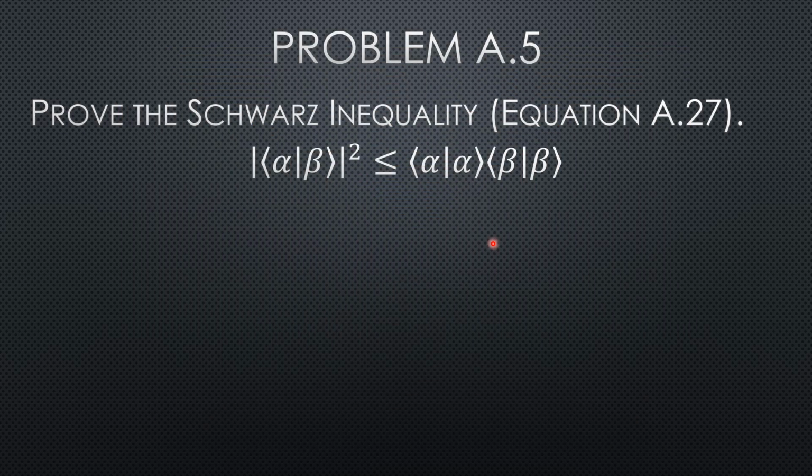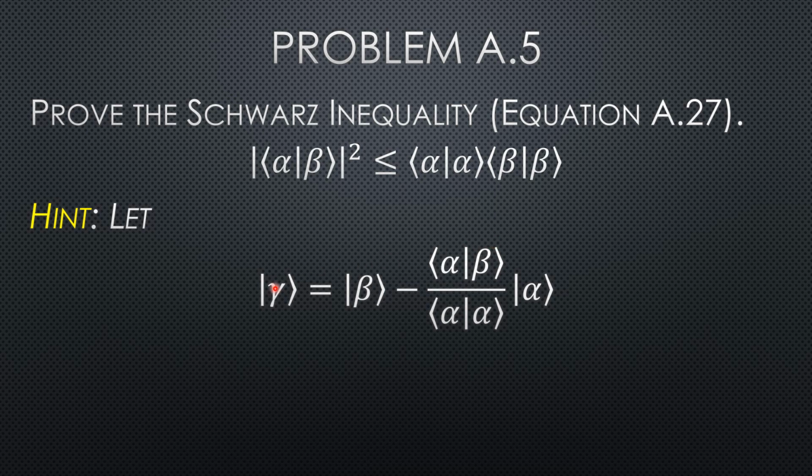Now, this problem also gave us a hint. And the hint was to let a vector gamma be defined by some other vector beta where we're subtracting off. So it kind of looks like the Gram-Schmidt process where we're orthogonalizing everything, where we're taking the projection alpha beta over its magnitude and then aligning it with alpha.